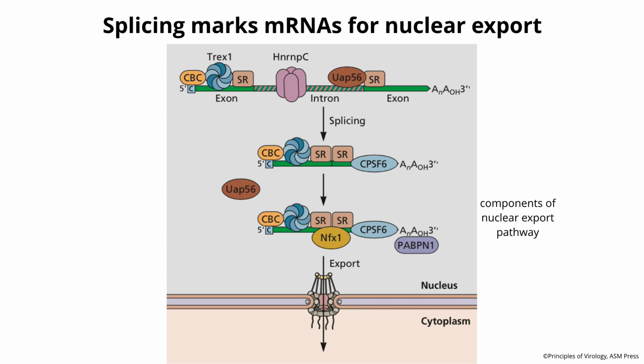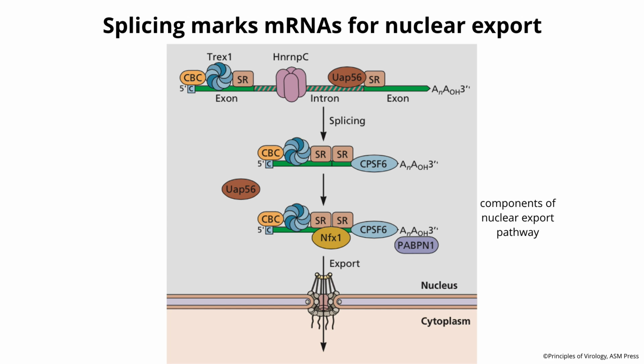At the top is an intron-containing mRNA, which is bound by all sorts of proteins during the splicing process. We now have splicing occurring, and then some of these proteins are left behind from the splicing process. They are recognized by components of the nuclear export machinery. So all the splicing, of course, is happening in the nucleoplasm. And one of these export machinery proteins is shown here, NFX1.